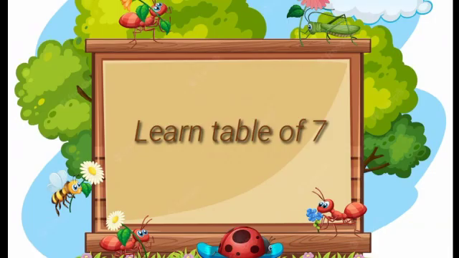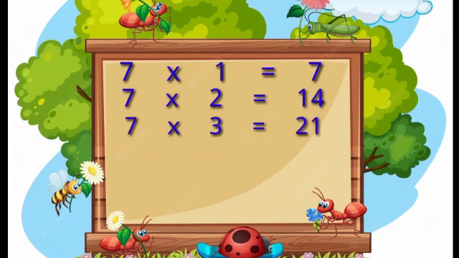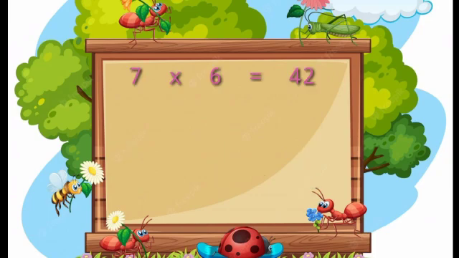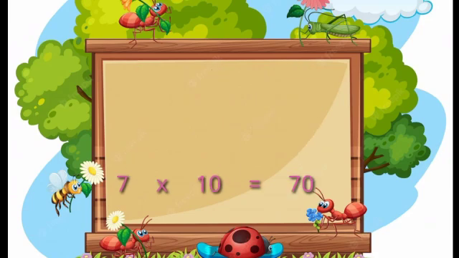Learn table of 7. 7 ones are 7, 7 twos are 14, 7 threes are 21, 7 fours are 28, 7 fives are 35, 7 sixes are 42, 7 sevens are 49, 7 eights are 56, 7 nines are 63, 7 tens are 70.